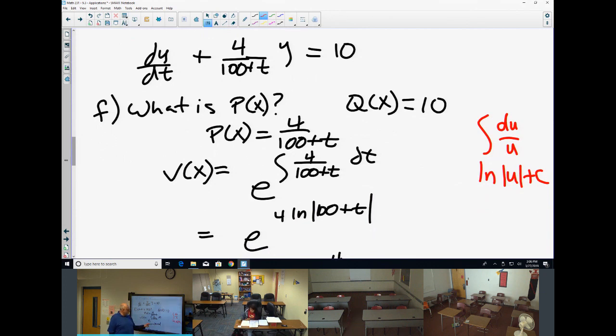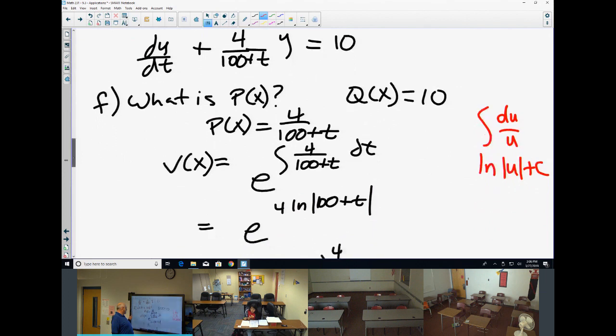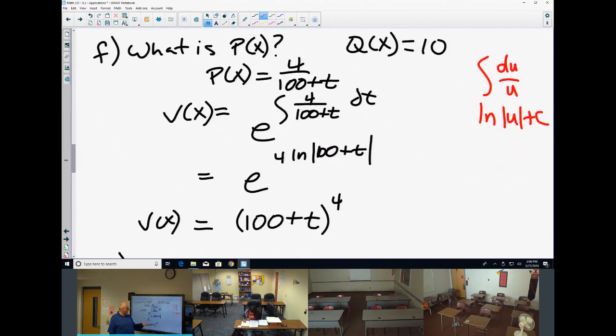Now, if we want to put this in a different order so that the e is next to the ln, then the 100 plus t comes down, so you get 100 plus t to the 4th power. Now, I can drop the absolute values here because, remember, t is time, and so t is not going to be negative. So 100 plus t has to be positive. So you can drop the absolute value and just put 100 plus t in parentheses to the 4th.